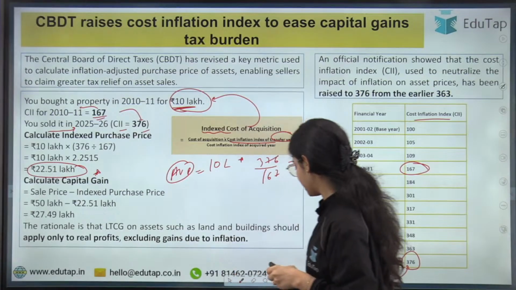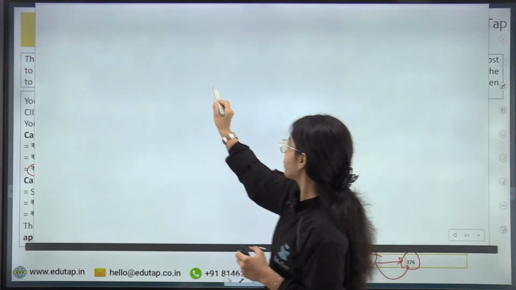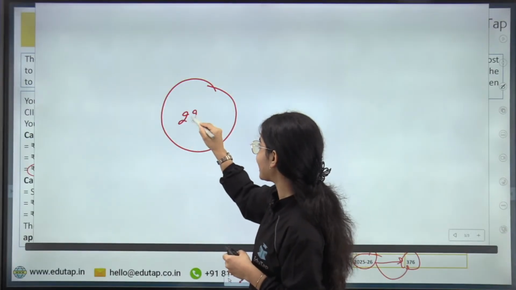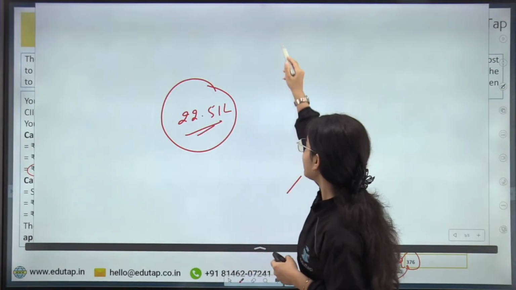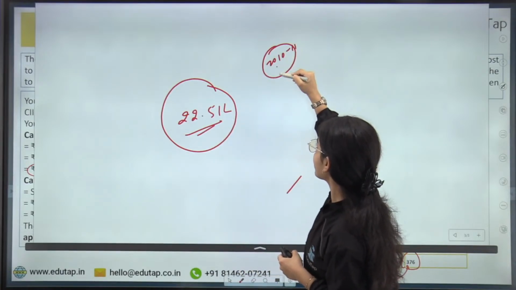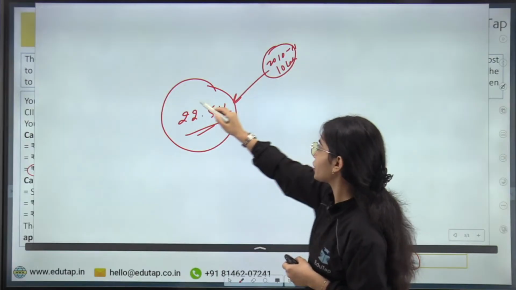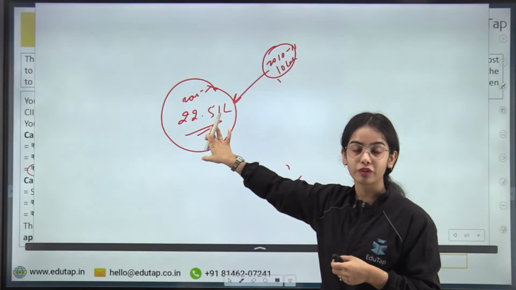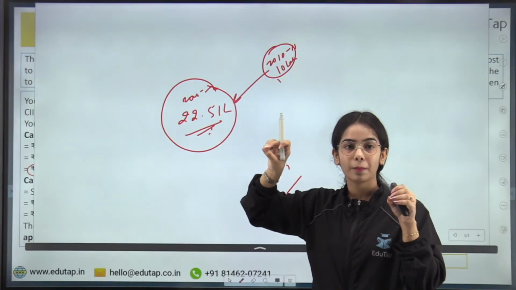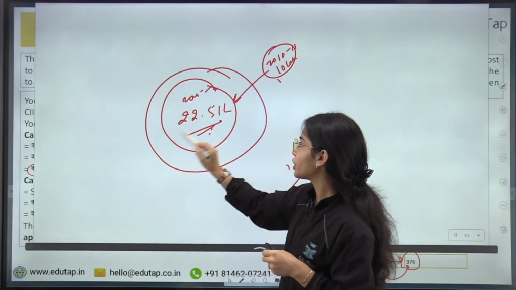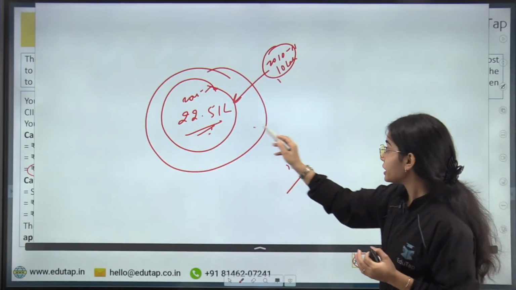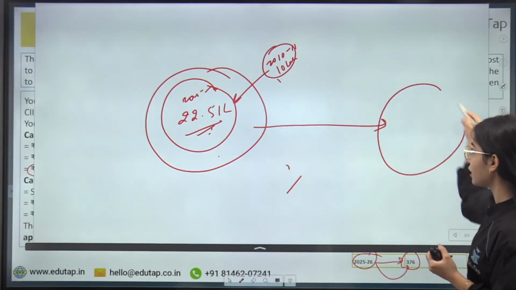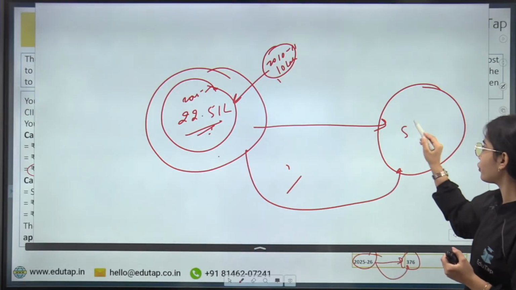That means in the current period, if you go to the forest area and purchase the land, you would buy it at 22.51 lakh. So in 2010-2011 you bought it for 10 lakh, and it has the same value in 2025-26 after adjusting for inflation: the property in the forest area would be priced at 22.51 lakh. Now the property has converted from being in the forest area to being in a developed area. That's why you are selling the property for 50 lakh.